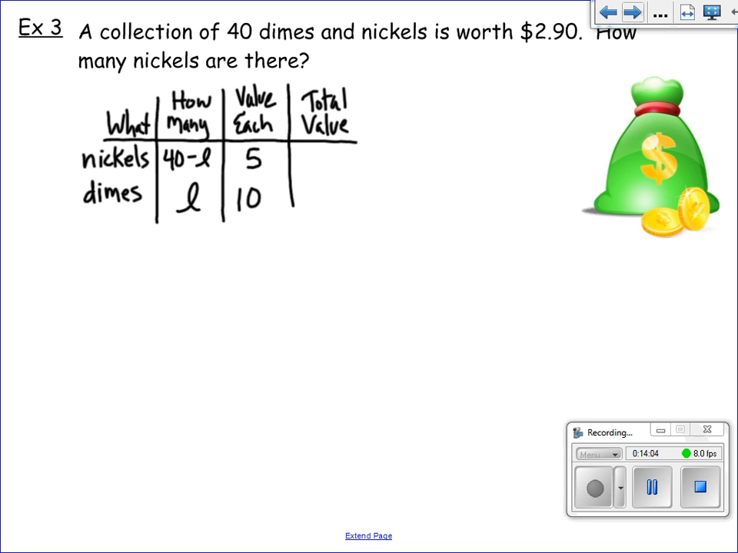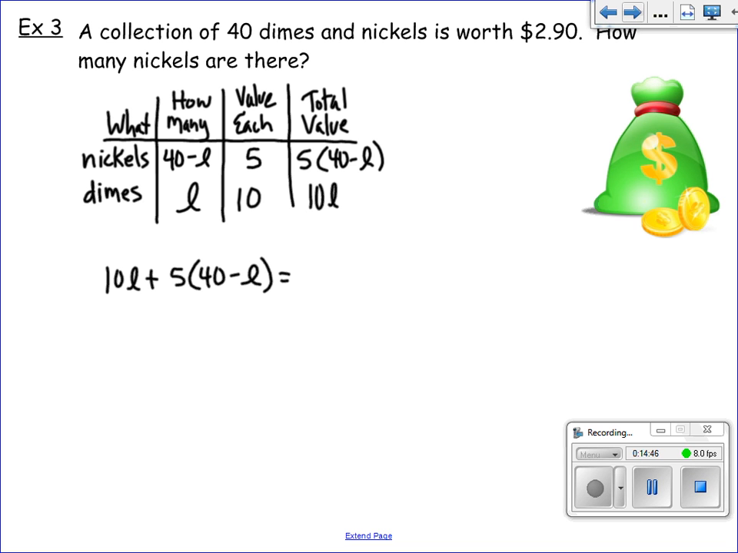Now we can write our total value expressions. What's an expression for the total value of nickels, Mike? 5 times 40 minus L. Very good. And what's the expression for the total value of dimes, Liam? 10L. Good. Again, of course, I used L up there, so sorry. I'm just adapting. Now we're ready to write the equation. What equation are we going to write, do you think? Anna? 10L plus 5 times 40 minus L equals 290.